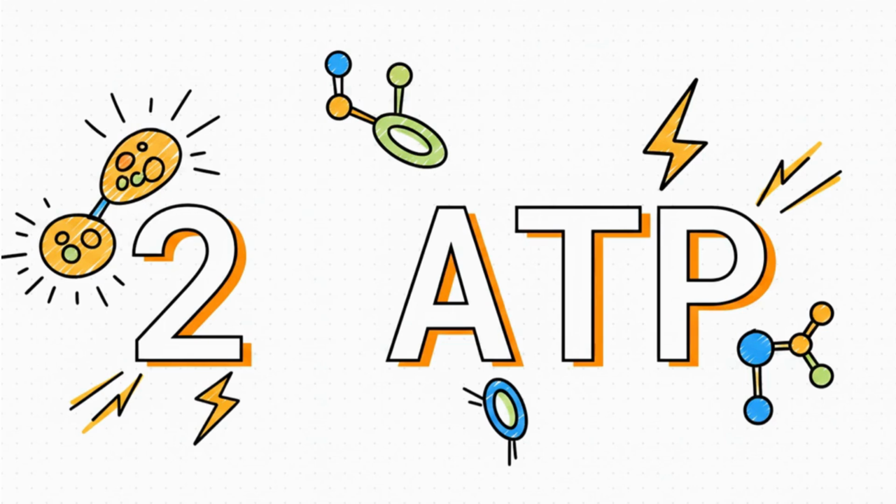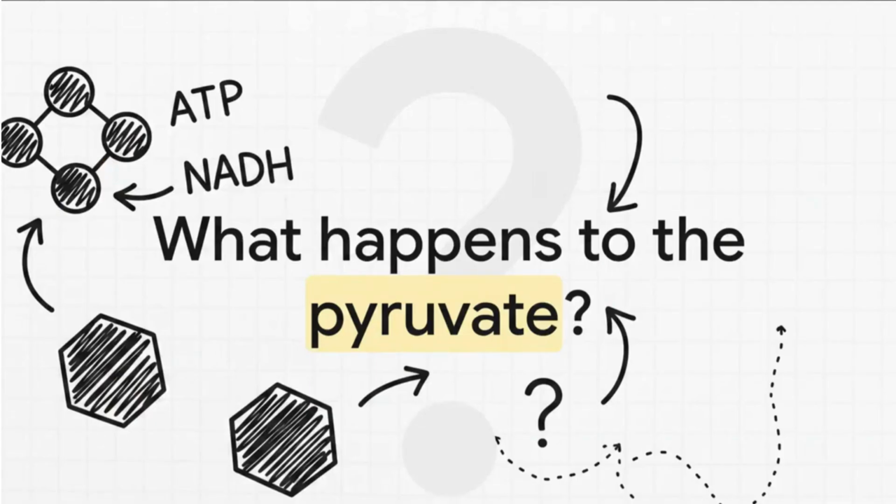Now, that might not sound like a huge amount, but this is incredibly fast, easy to access energy, and it's absolutely vital for tons of things the cell needs to do. But that leaves us with a big question, right? We've got our ATP, our NADH, and these 2 pyruvate molecules. The story's not over yet, so what happens to pyruvate now?